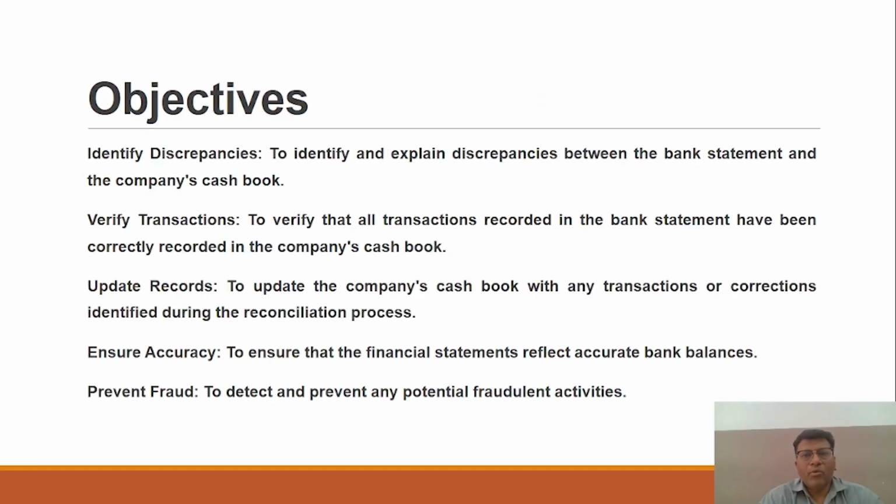So I think now you are familiar with the bank reconciliation statement, and it identifies the discrepancies, so to identify and explain the discrepancies. Why? Because this statement is also disclosing the causes why there is a discrepancy, why there is a mismatch between the balances of the bank column of the cash book and the passbook, right?